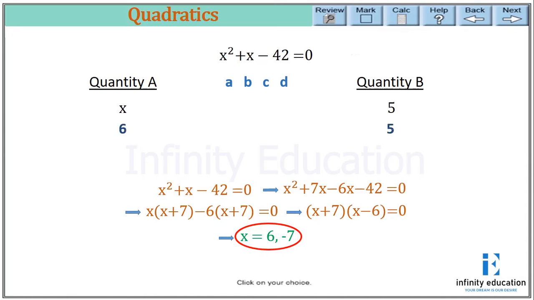If we put x = 6, we get quantity A greater, so we can eliminate B and C. But if we put x as -7, we can see 5 is obviously greater than -7, so quantity B is greater, and we can eliminate A and C. C we have already eliminated, so now we can eliminate A. Now as we are left with only one option, D, that has to be the answer to the question. Now let's do one more example.